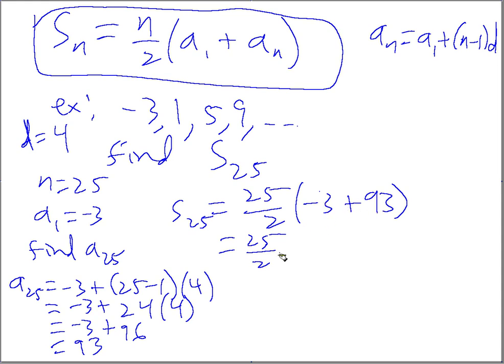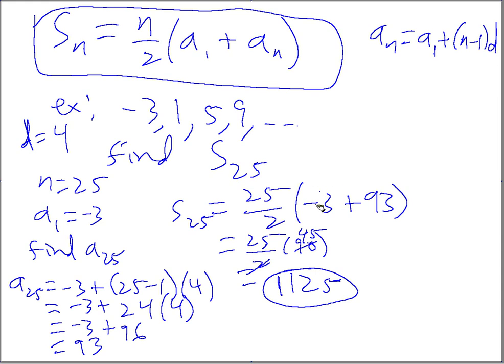That's going to be what? -3 plus 93. That's going to be 90 there. All right, so 2 into 90, 45 times. So 25 times 45 on my calculator is going to be 1125. So we get 1125. So the sum of the first 25 terms is going to be 1125. All right, so we're using both formulas here to find the sum of the first 25 terms. All right, so no big deal there, if you will.